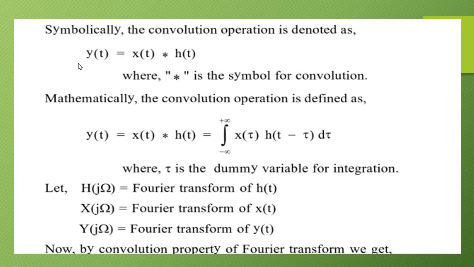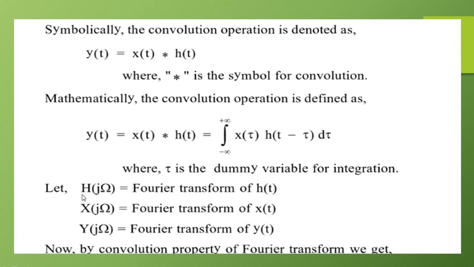If you want to analyze the output response of a system, then you will have to obtain the convolution of the input signal with the impulse response. This convolution operation can be defined as y of t is equal to x of t convolved with h of t, which is equal to the integral from minus infinity to plus infinity of x of tau h of t minus tau d tau, where tau is nothing but a dummy variable for integration.